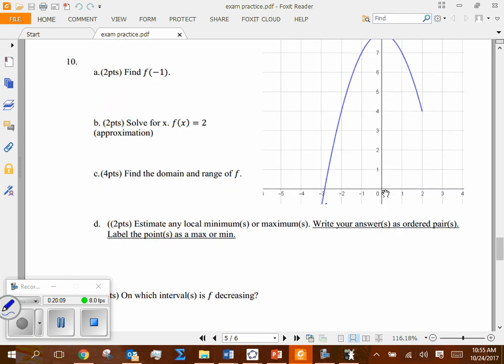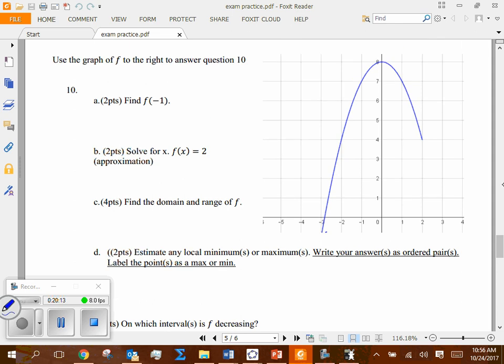It says estimate any local maximums or minimums. Write your answers as ordered pairs. Label the points as a max or min. This here would be, so 0, 8 is a maximum. Right here, this point of 2, 4 is a minimum.